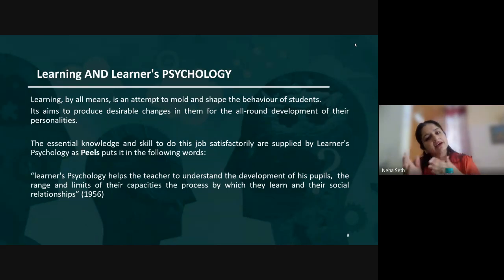Learning is successful when what we want to teach them, they have adapted, not just listened, not just understood, but they are also able to apply practically in their day-to-day life. Then only can the learning process be called a complete process. The aim of this is to produce desirable changes in our students, and that too for the all-round development of their personality.